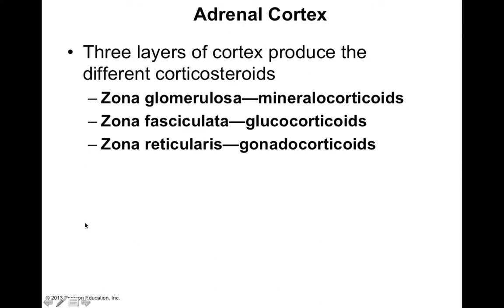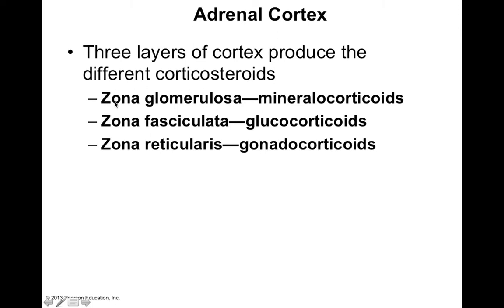corticosteroids. Now, the 3 layers of the adrenal cortex are the Zona glomerulosa, the Zona fasciculata, and the Zona reticularis. Now, these 3 layers are in descending order from superficial to deep. So the Zona glomerulosa would be the outermost layer of the adrenal cortex.